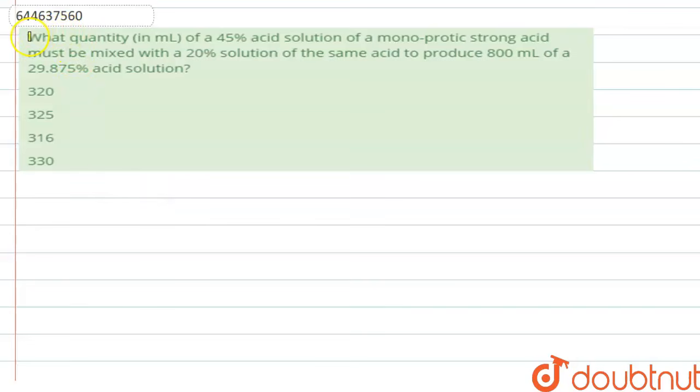Hello guys, today's question is: what quantity in milliliters of a 45% acid solution of a monoprotic strong acid must be mixed with a 20% solution of the same acid to produce 800 milliliters of a 29.875% acid solution? The given options are 320, 325, 316 and 330. So let's try to understand.